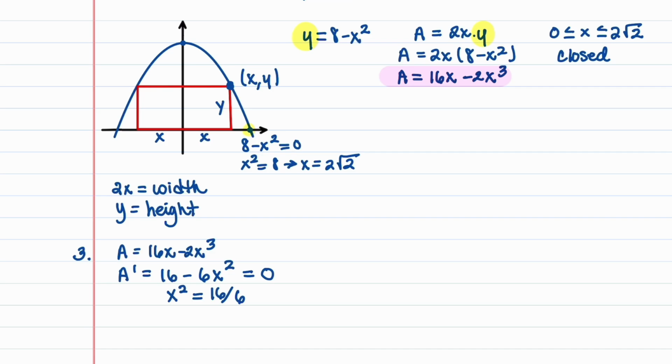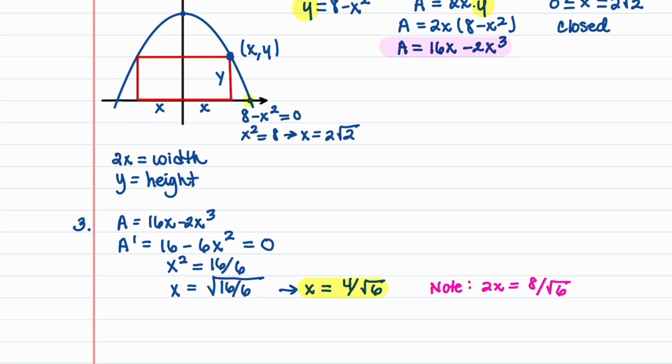Now we're going to take the square root. So x is the square root of 16 divided by 6. So we can say that x is equal to 4 divided by the square root of 6. Let's go ahead and highlight this. And then notice that our base is equal to 2x. So I'm just going to make a note over here that 2x is equal to 8 divided by square root of 6.